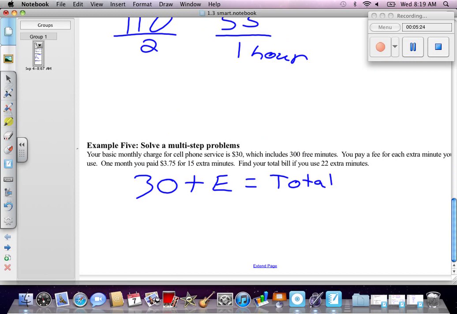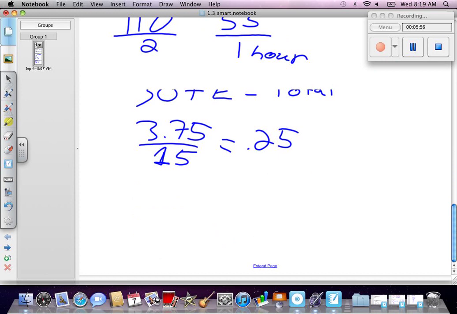So what we need to find is how much it costs per minute. If 1 month we paid $3.75 for 15 extra minutes, can we figure out how much it costs per minute? How would we do that? We take $3.75 and we divide it by 15. Who's got a calculator and can tell me the answer to that? 0.25. So it costs a quarter for every minute.